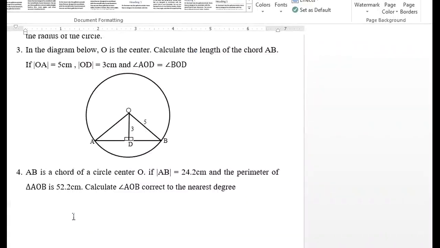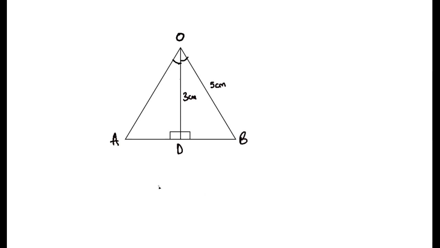So let's look at the next question, number 3. In the diagram below, O is the center. Calculate the length of the chord AB. We are told that OA is 5 cm. So let's redraw this diagram properly. If I redraw it, we'll have something like this. OA is 5 cm, and we are asked to calculate the length of the chord.